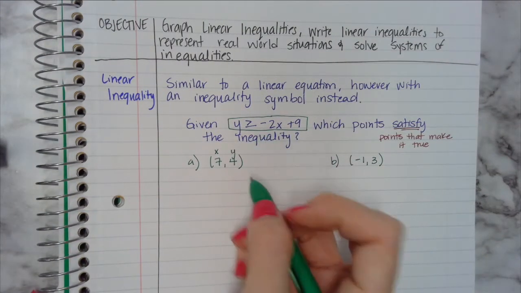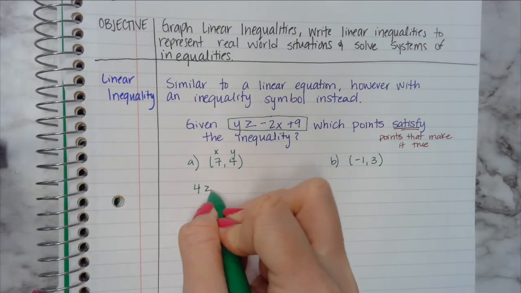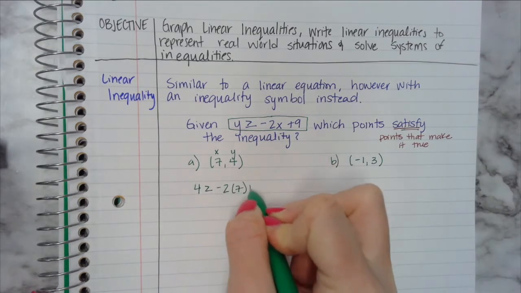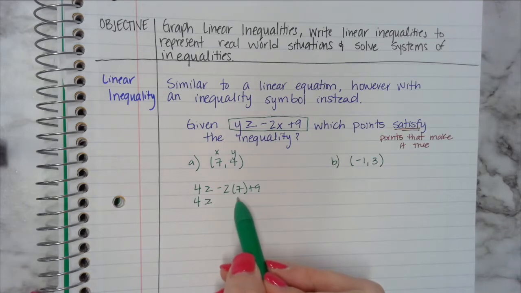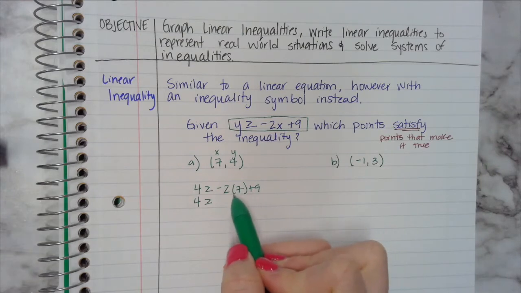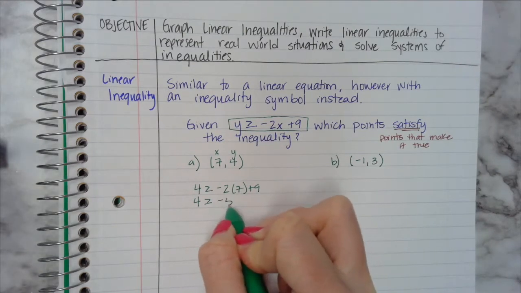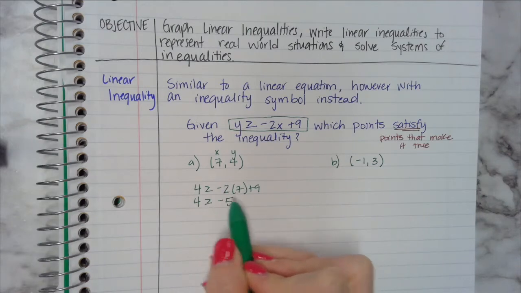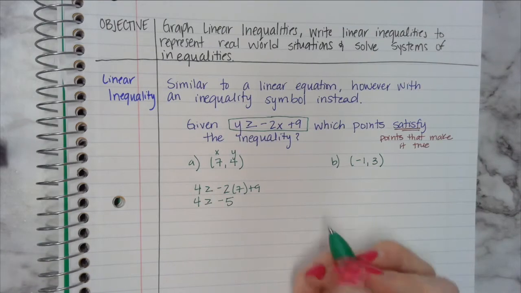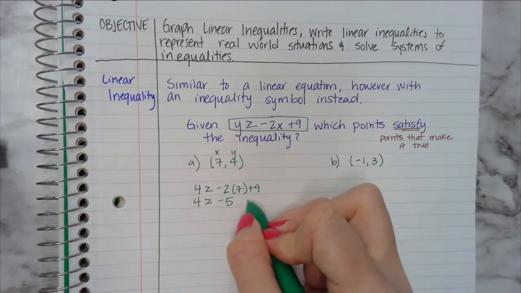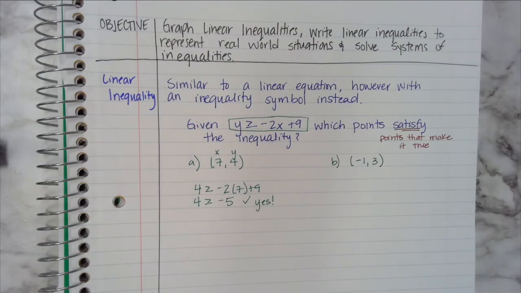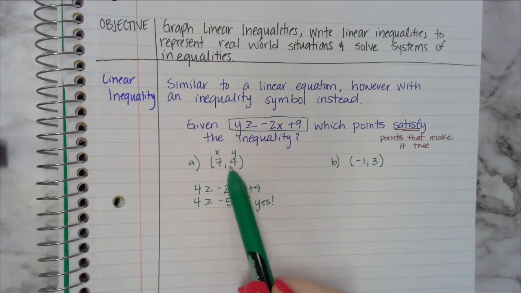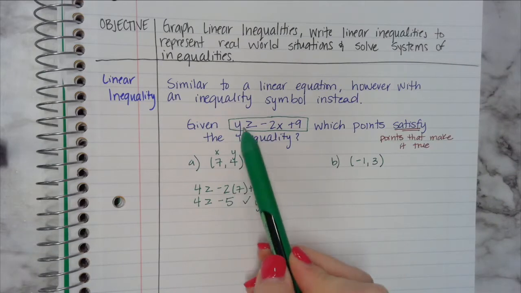So using this inequality here, that would give us 4 is greater than or equal to negative 2 times 7 plus 9. So once we simplify, if we end up with a true equation, then this point does satisfy our inequality. So we just need to simplify. Negative 2 times 7 is negative 14, plus 9 is negative 5. Is this a true equation, or is this a true inequality rather? And yes, it is. 4 is greater than or equal to negative 5. So this point satisfies our inequality. Again, you just take your ordered pair and you substitute the values in for x and y in your inequality.